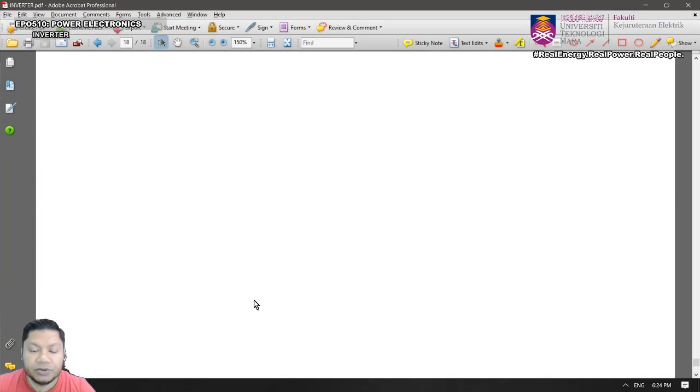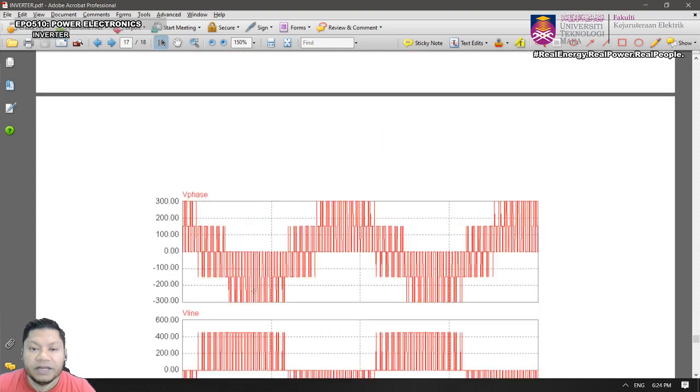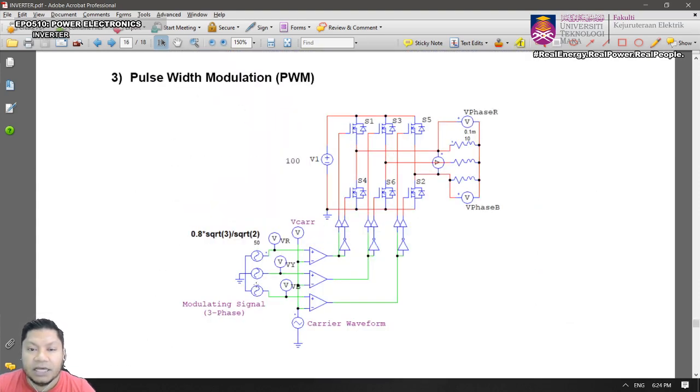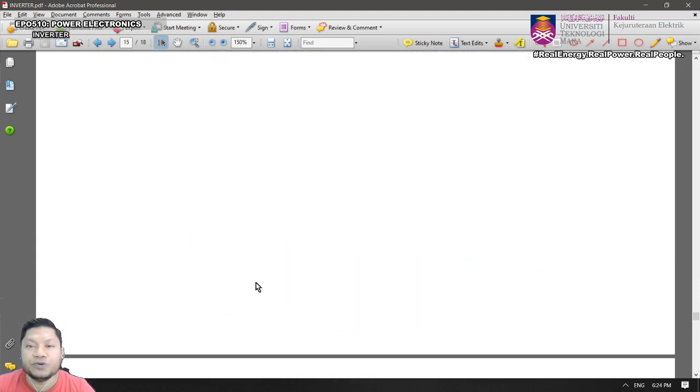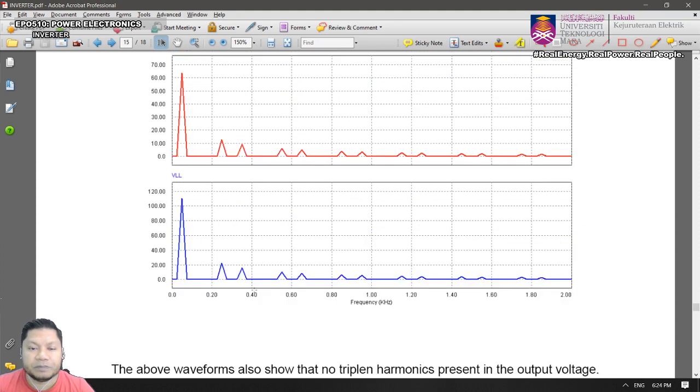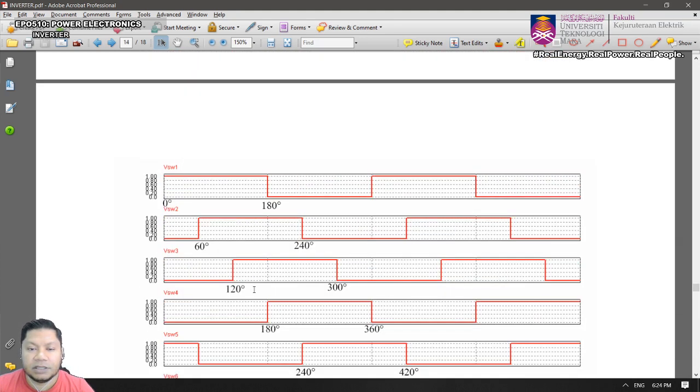We're going to continue later on with the detail of how to produce that pulse width modulation with a controller. If we have a controller, then how to produce that PWM to be fed to the switches.